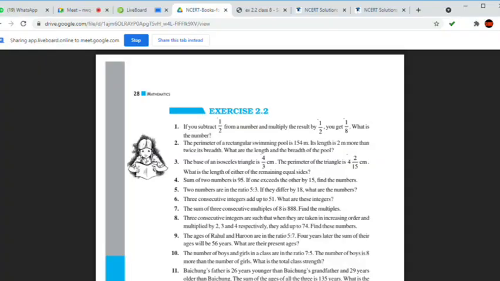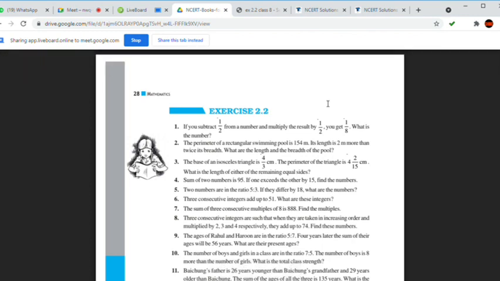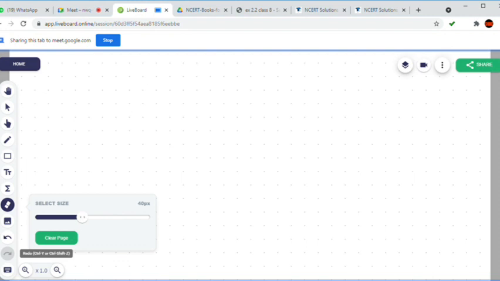All of you clear the question? Yes, miss. If you subtract 1 by 2 from a number, how can we change that into symbolic form?